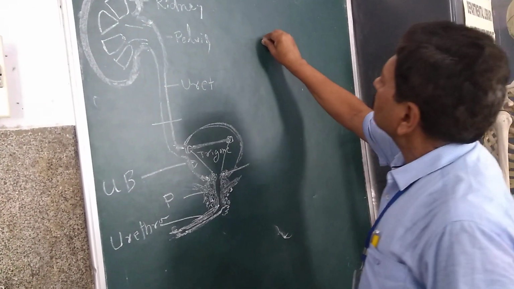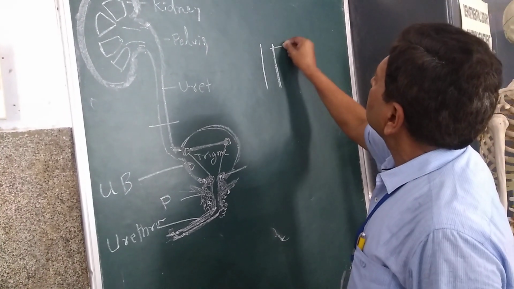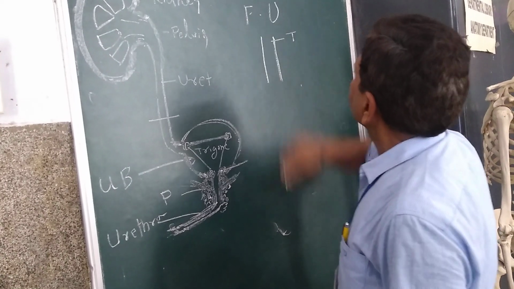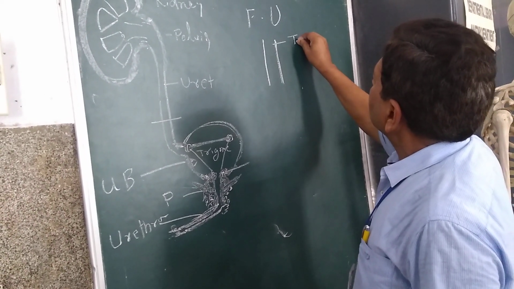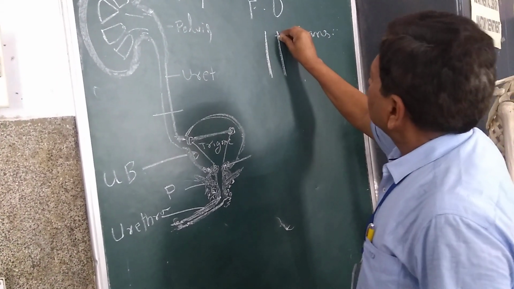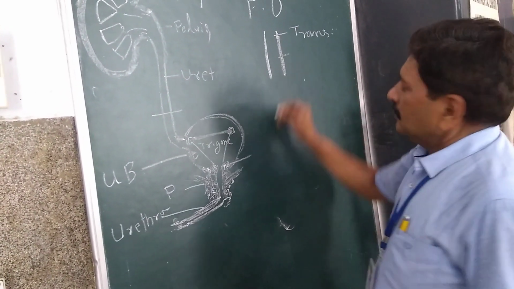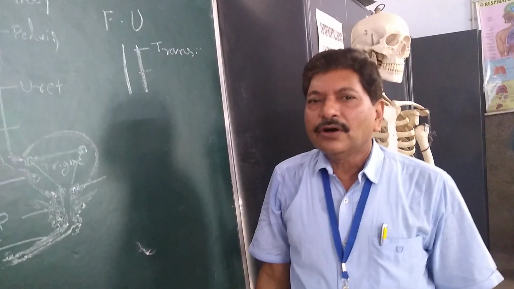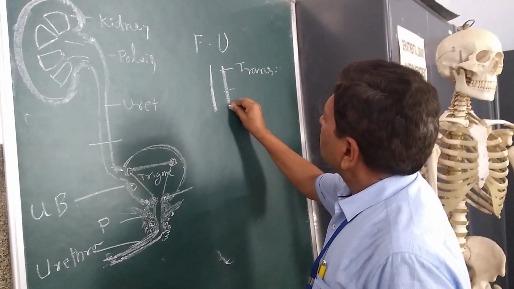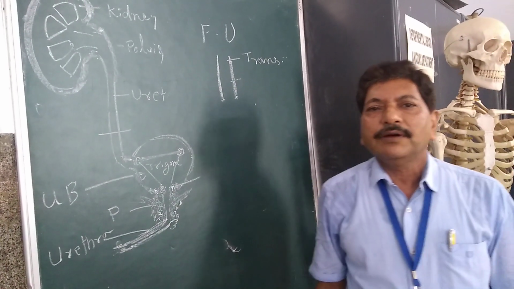The female urethra is very short, about 4 cm in length. The upper part of the mucosa is lined by transitional epithelium, and the majority of the lower part is lined by either stratified columnar or pseudo-stratified columnar, and the extreme outer part is lined by stratified squamous non-keratinized epithelium.